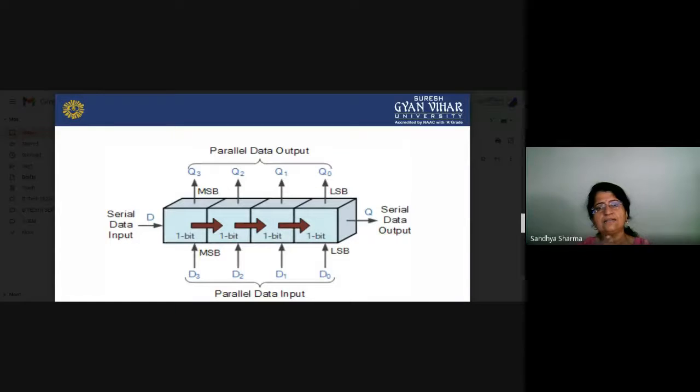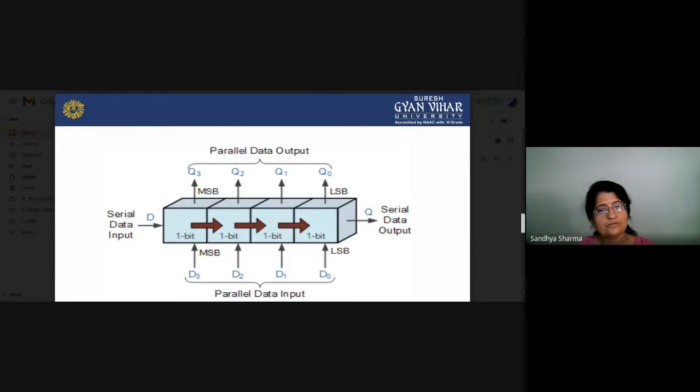Again, there is a basic element: we can design shift registers using a T flip flop or D flip flop. First of all, we will see the serial in, serial out shift register. This is a 4-bit shift register. How can we define 4-bit? Basically, 4-bit is based on 4 flip flops.